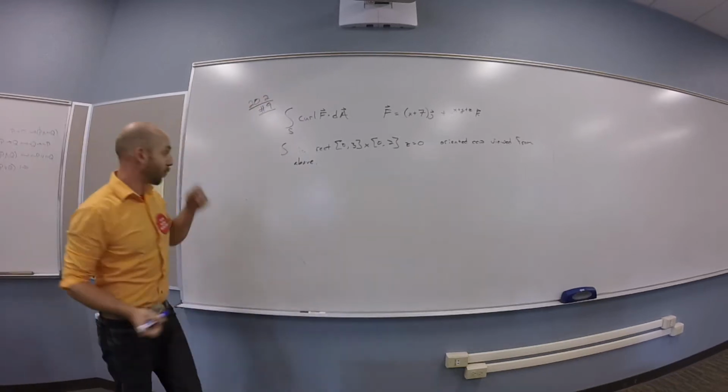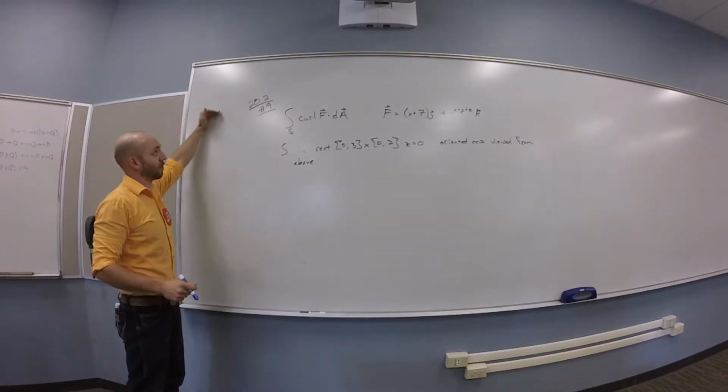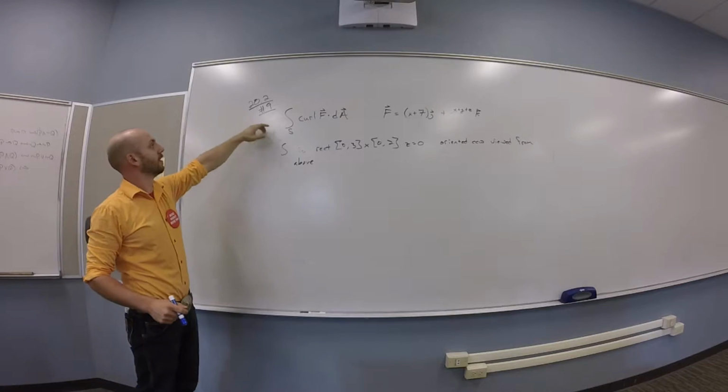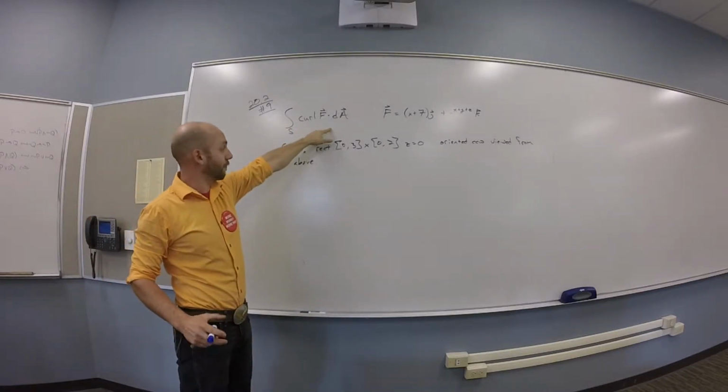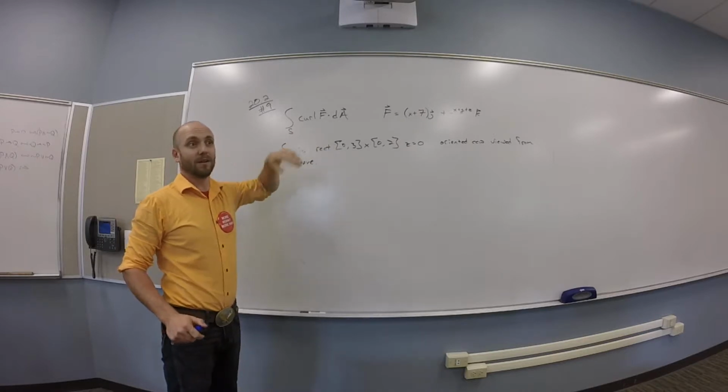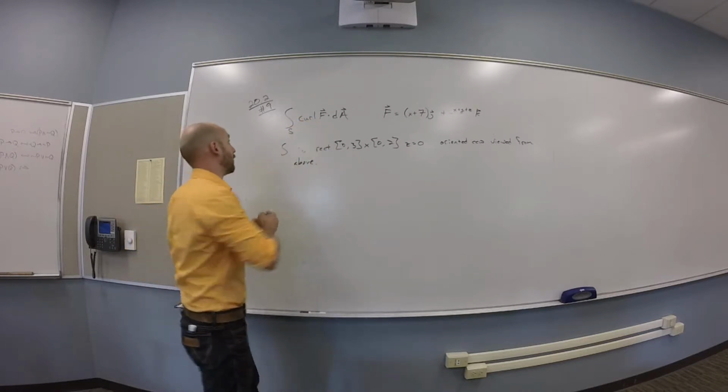Okay, let's do a Stokes warm-up. So number 9 in 20.2 says calculate the integral over S of curl of F dotted with dA, right? So what category of thing is this guy?